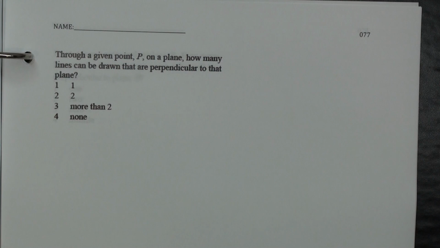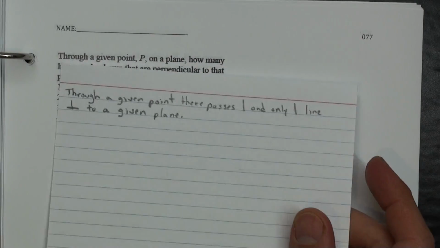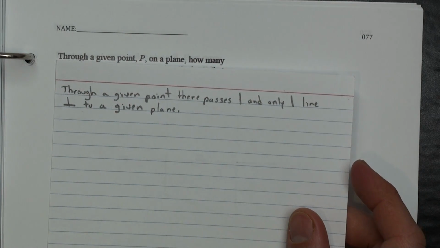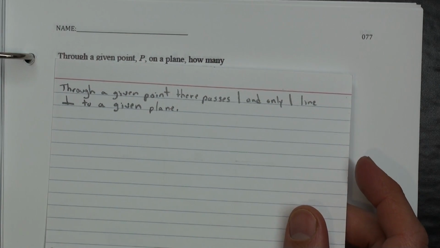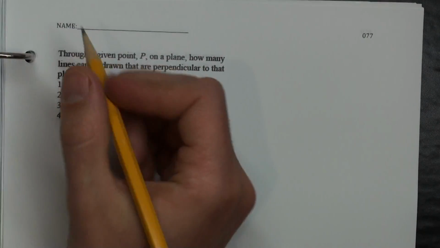Through a given point P on a plane, how many lines can be drawn that are perpendicular to that plane? This is almost the same exact thing, but it's just said backwards. Through a given point, there passes one and only one line perpendicular to a given plane. This is card 3, and it's the same picture. So, 1.